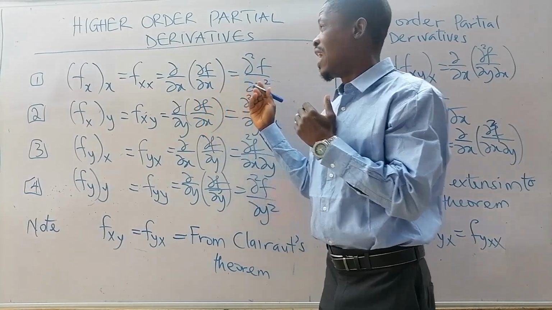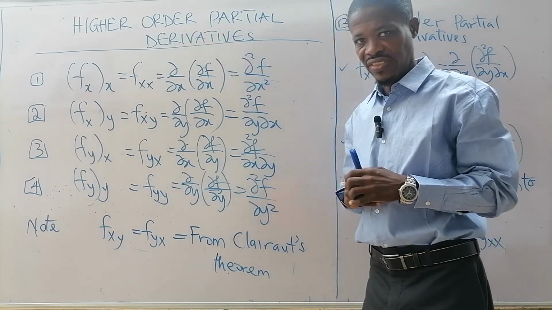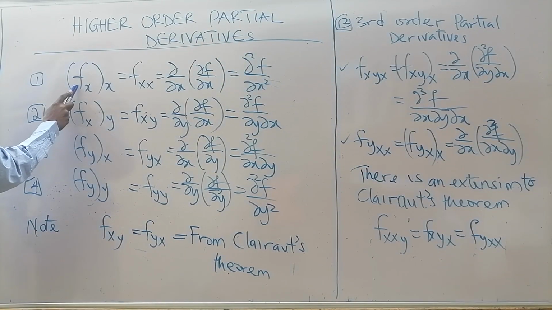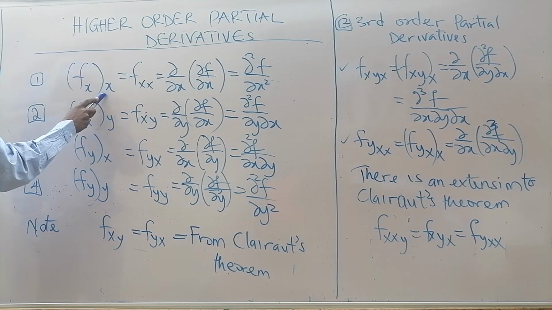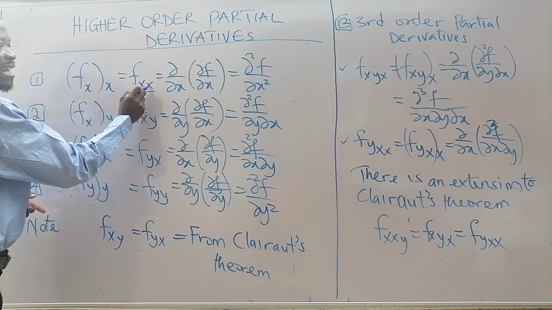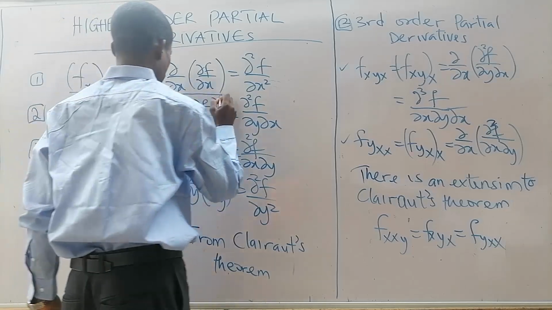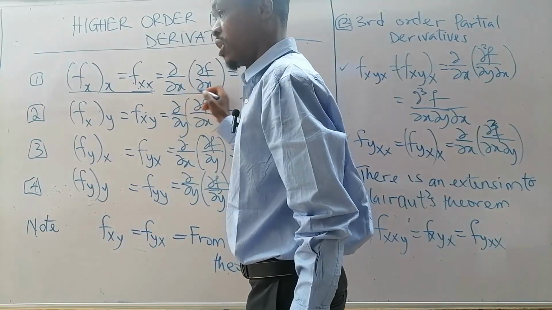Looking at higher order partial derivatives. The first one, we have f subscript x as the first order. Then you do it again, and the second order will be f subscript xx, in the form of subscripts. Then you can also have it in the form of fraction notation.